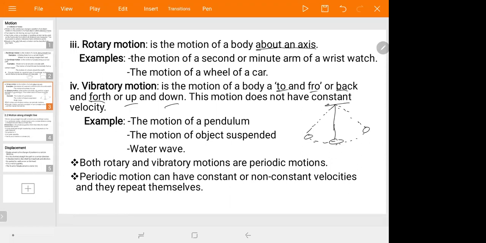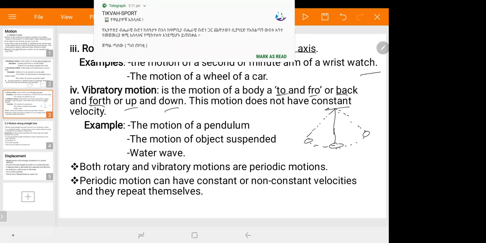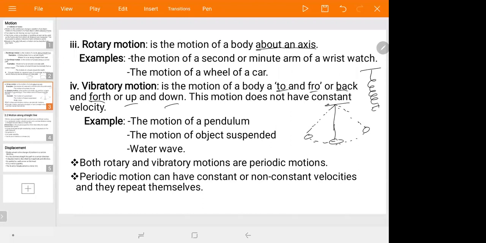Another is the motion of objects suspended, for example on a spring. If you suspend an object on a spring, it makes a vibratory motion, moving up and down. Such a type of motion is what we call vibratory motion.